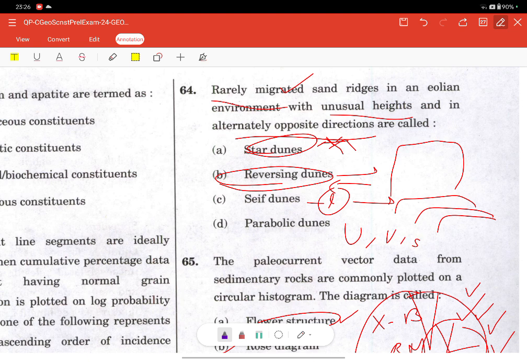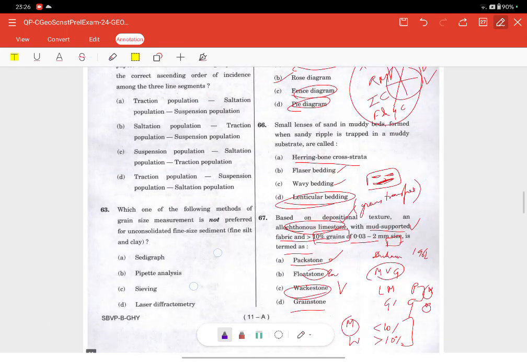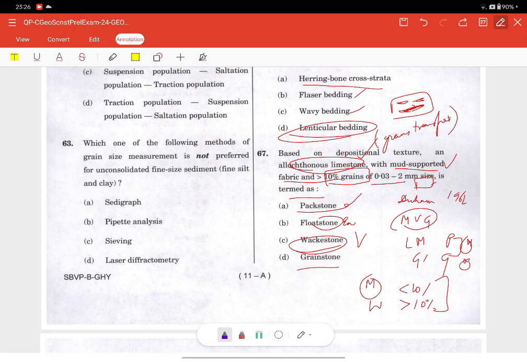So yeah, coming to the 63rd question, which one of the following methods of grain size measurement is not preferred for unconsolidated fine size sediments like fine silt and clay? So obviously the answer over here will be sieving, because sedigraph, pipette analysis, and laser diffractometry are easily used for unconsolidated fine size sediments. So sieving is the one.